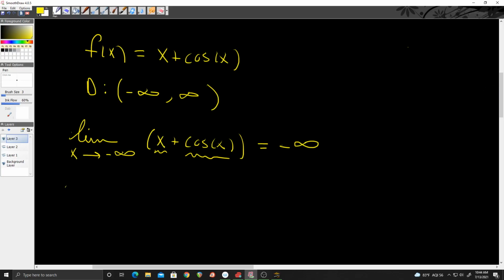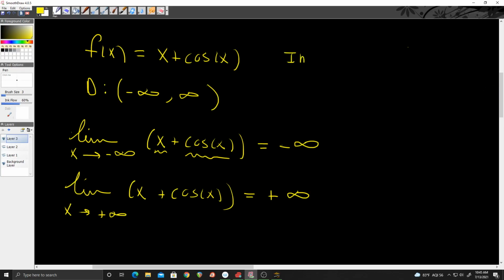Okay? And similarly, the limit as x approaches plus infinity of x plus cosine x. Same kind of thing. Think about this graph. This graph is darting off to infinity. And this thing is going between -1 and 1. So therefore, the whole thing is going to go to infinity. Okay. There we go.